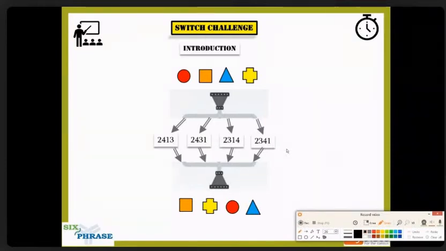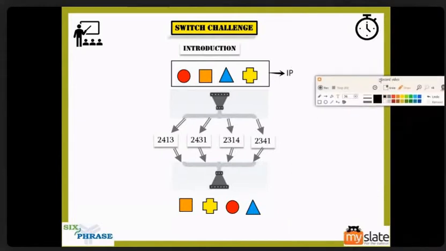What is happening here is we are giving an input to this machine. You can call it whatever you want, switching machine or something like that. You are giving an input, and the inputs are symbols. So I'm going to call this input, IP. So this is going to be the input, and then the processing is going to happen.